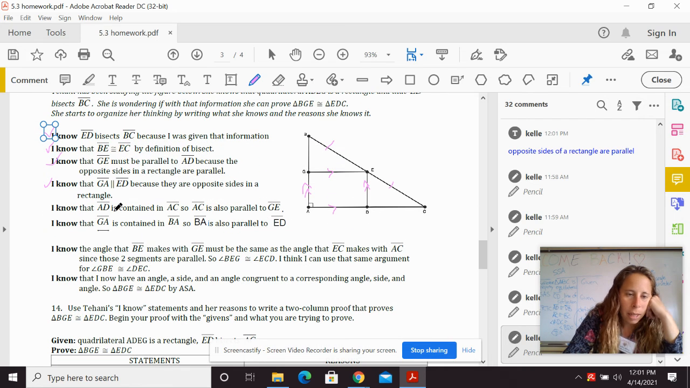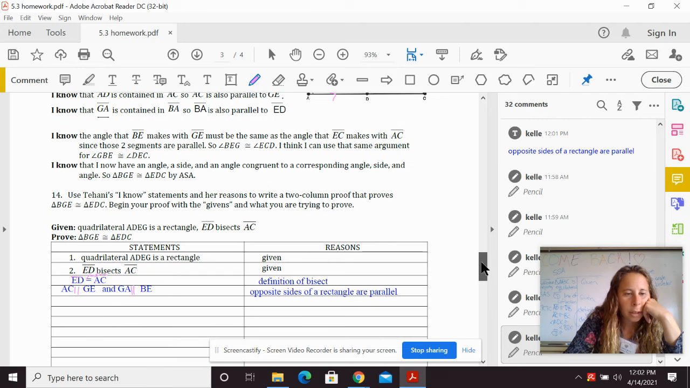Next, I know that AD is contained in AC. So AD is contained in AC, right? So AC is also parallel to GE. I don't know if they gave me, oh no, we can write that in the proof. They didn't write that in the answers, but we're going to write it.